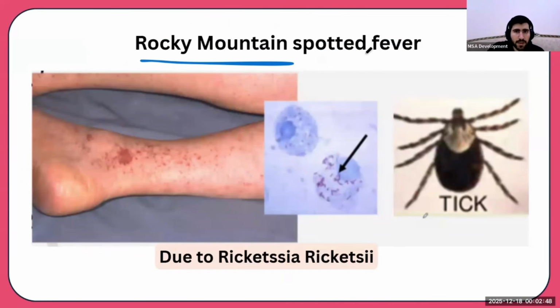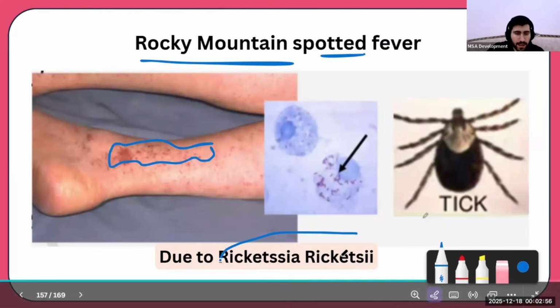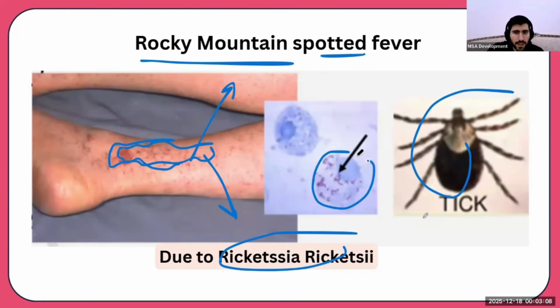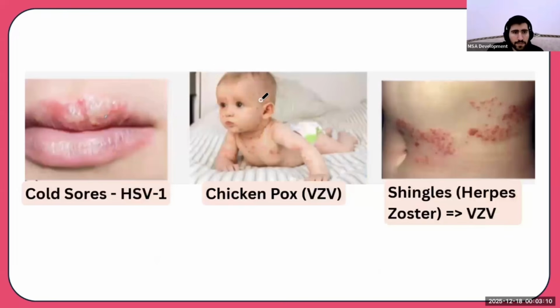Then we have Rocky Mountain spotted fever. It is fever with petechiae, which are these dotted lines on the skin. It's caused due to Rickettsia. So if someone has fever and he has these lesions, which are dotted red dots, then it's Rocky Mountain spotted fever due to Rickettsia. It's due to a tick and it lives inside the macrophages.